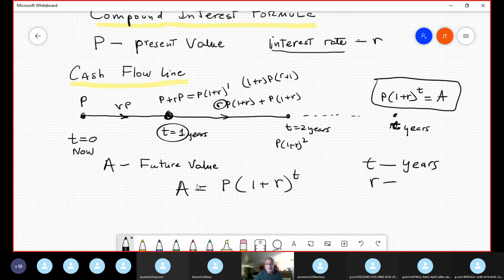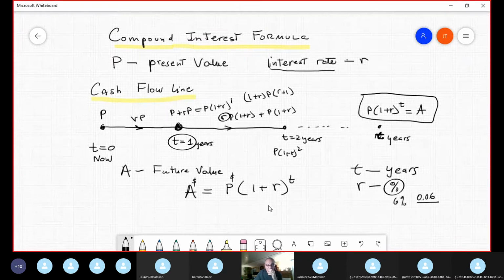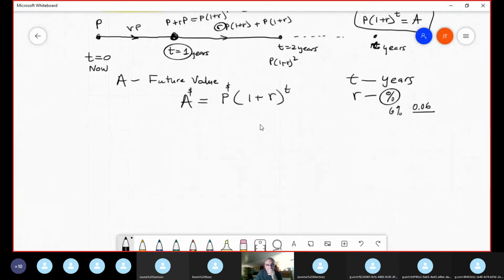R is interest rate. Normally the interest rate in the problem is expressed in percentage, but whenever you plug it into the formula, you need to convert percentage to decimal. Suppose a 6% interest rate is 0.06, the value that you plug into the formula. This is dollars and this is dollars. Let me refine the formula a little bit, because I need to include another more important thing.